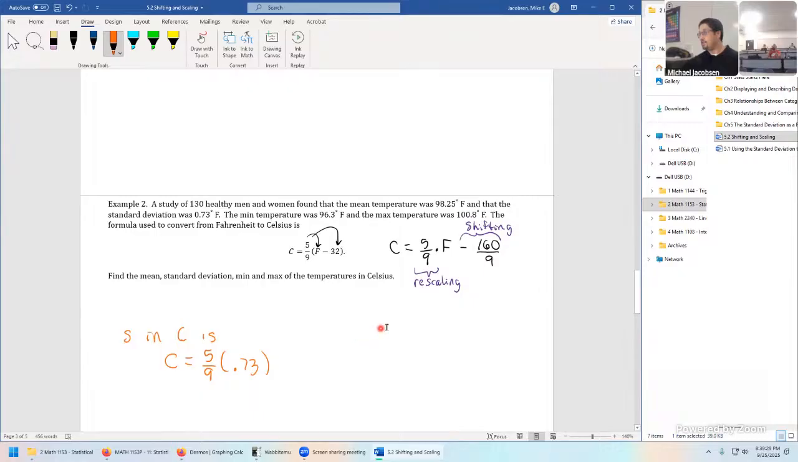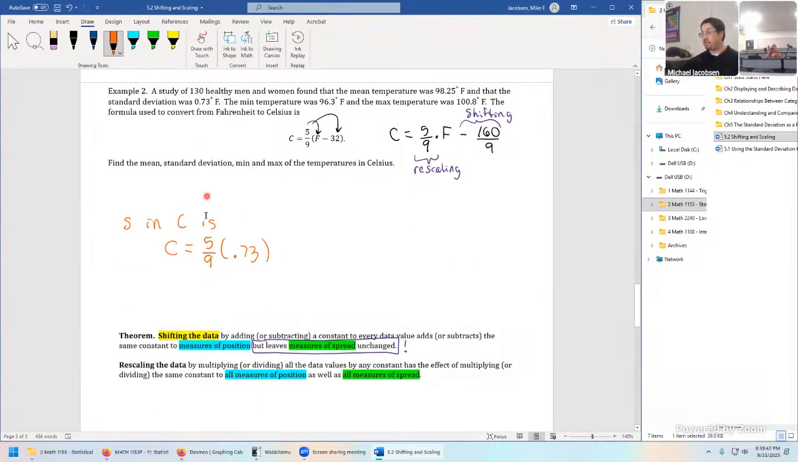Yeah, this is the shifting, subtracting by 160/9, because this part of the formula would subtract the same constant from all the observations, the 130. So that's subtracting the same constant from all the observations. But if you do that, it'll leave the measures of spread unchanged. That's why we don't have the minus 160/9 here.